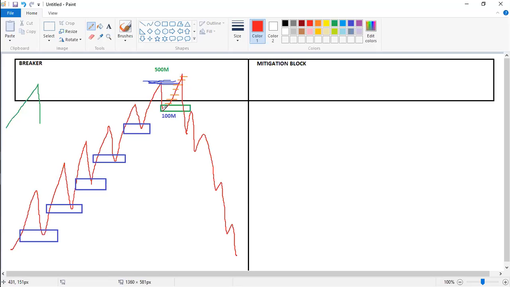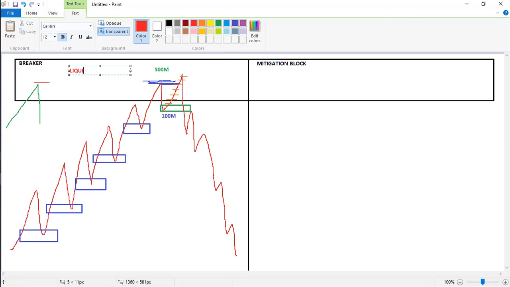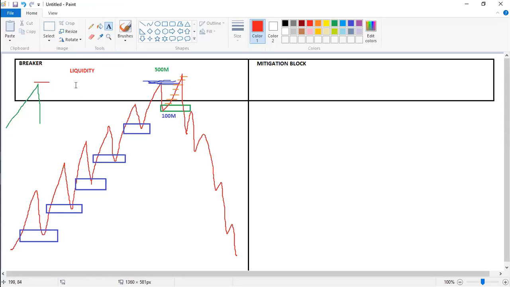A breakout order block is used to take out liquidity. Stop losses, we call them liquidity. When people talk about liquidity, it means stop losses. So the breaker is used to take out liquidity, number one. And then number two, that order block is going to fail to push price up.